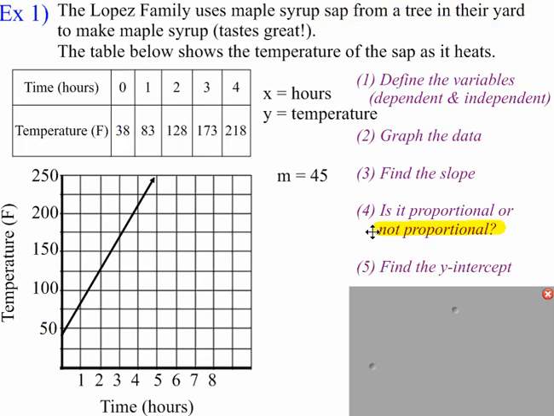The next thing we need to do then is to find our y-intercept. So we can do this by looking at the graph. We can see where it's crossing. Again, from our table, we find out that b is 38, the y-intercept.